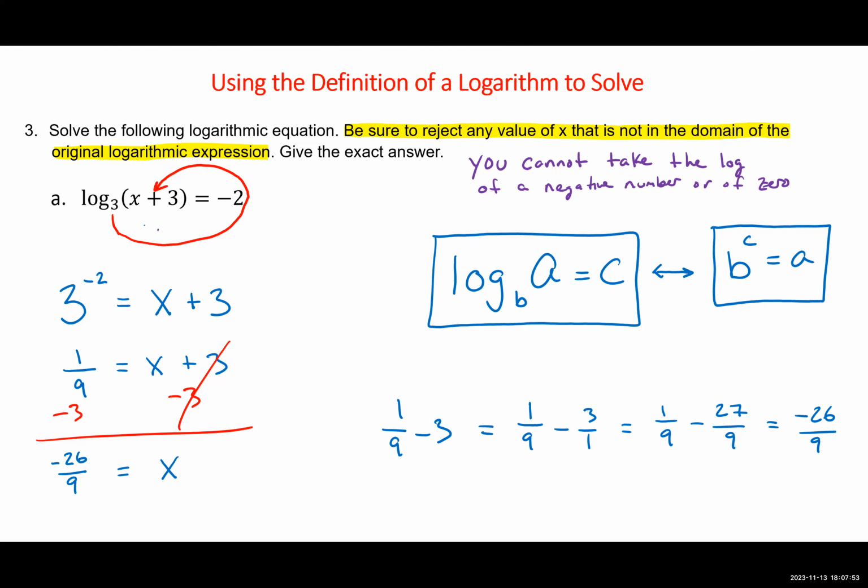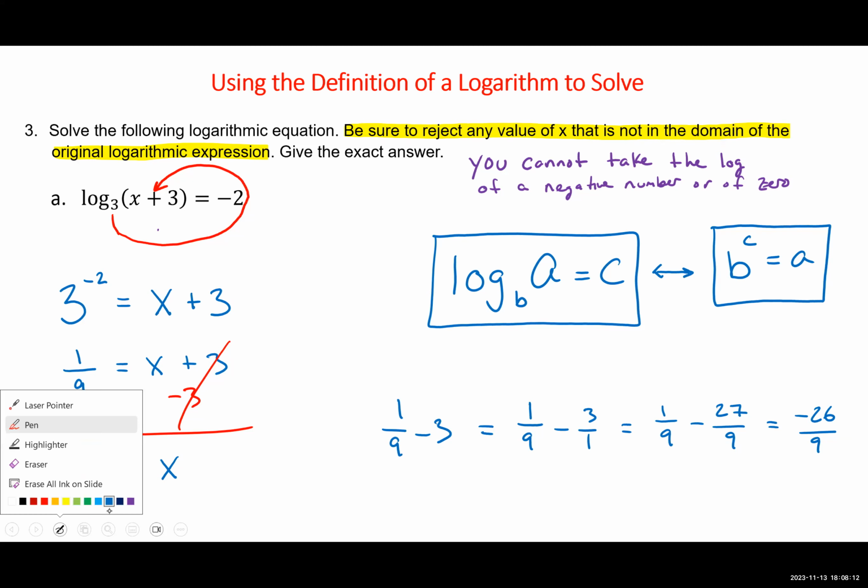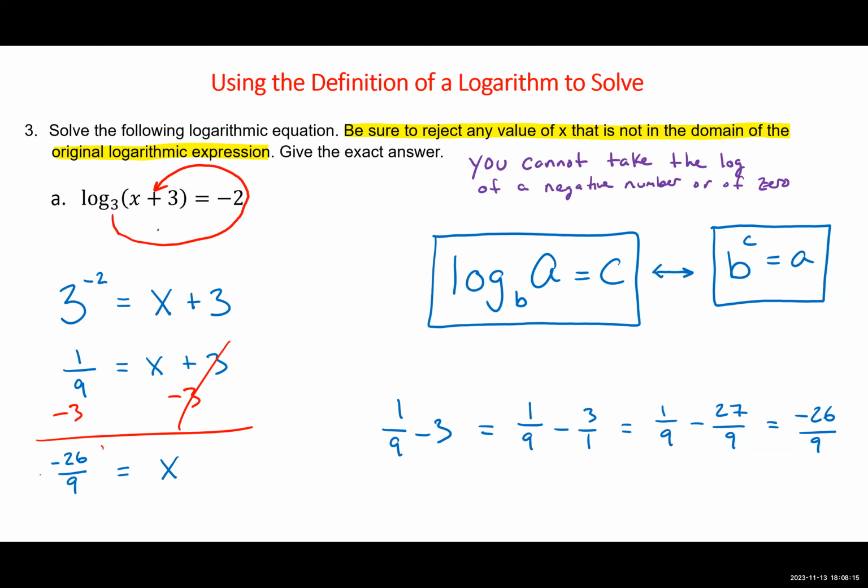So if we plug that in for x into the original problem, in that original logarithm, that doesn't give us a negative. So -26 over 9 plus 3 is a positive number. Right, so that's fine. If we take this and put it in for x, we're good. Doesn't give us a negative under the square root. So we get to circle it in green. There's our answer.